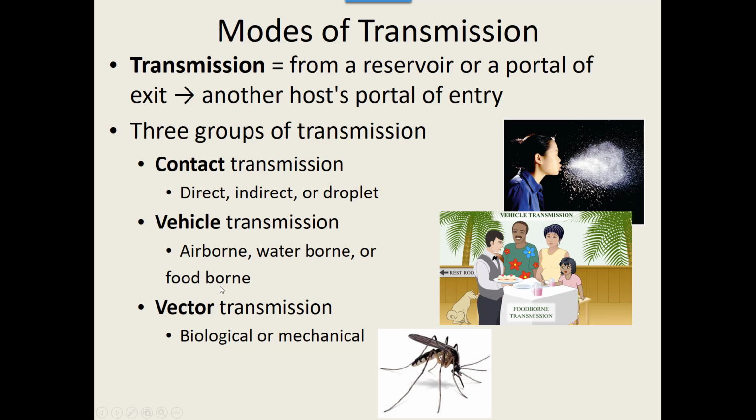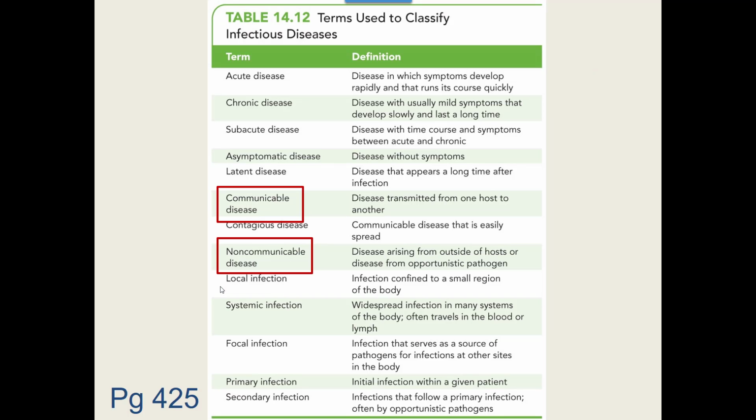Now, a couple of terms we use to classify infectious diseases. Again, communicable versus non-communicable. Communicable just means it goes from one host to another. When people talk about communicable diseases, you're infected with something, whether it's a virus or bacteria, and you can spread it to another person because you shook their hand, coughed on them, sneezed on them, whatever it is, you can transmit it.